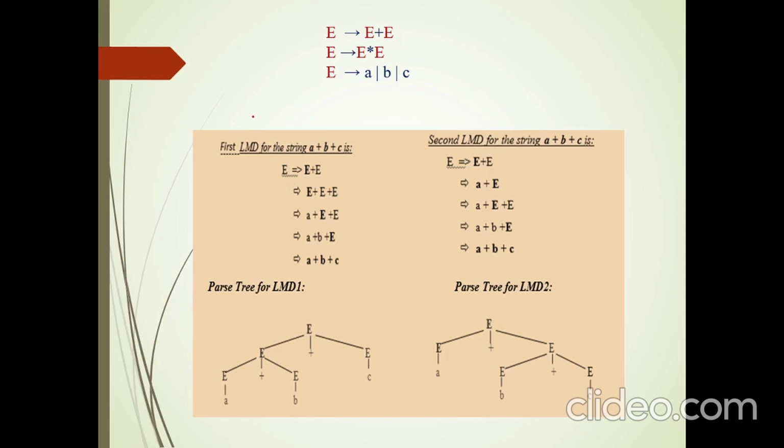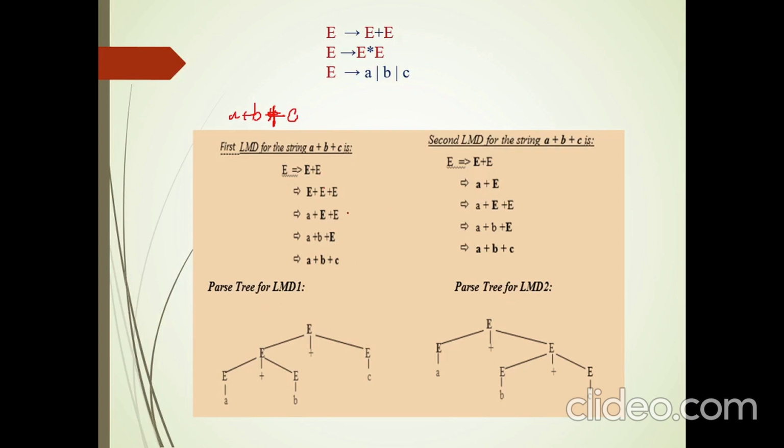My aim is to obtain LMD for A plus B star, A plus B plus C. I have shown the LMD for A plus B plus C, and one more LMD for A plus B plus C. Based on these LMDs, I have constructed parse trees. You can see it and observe the output.